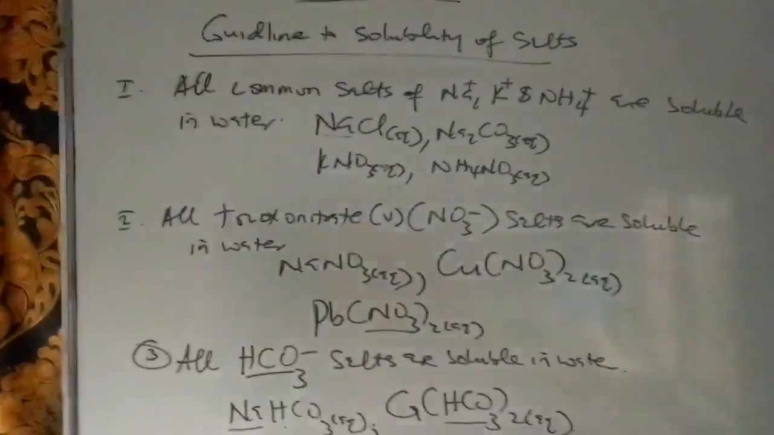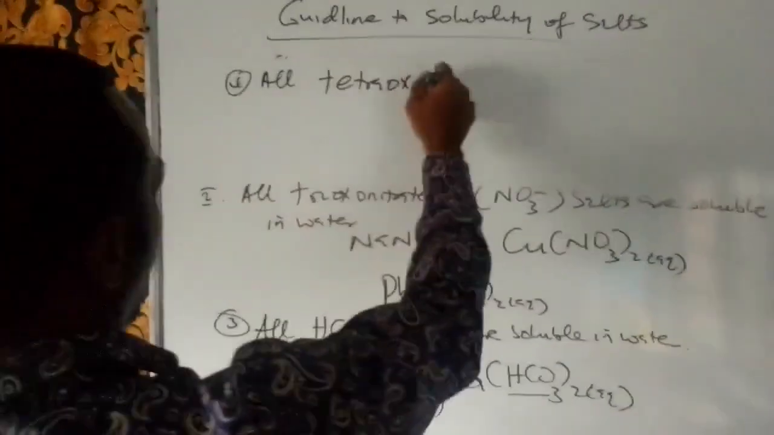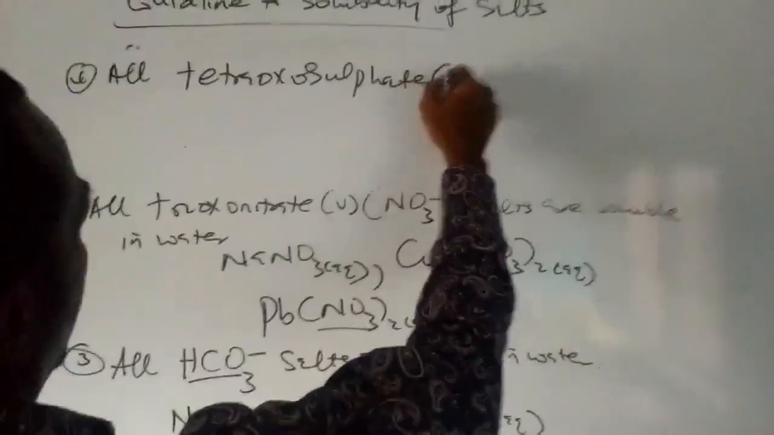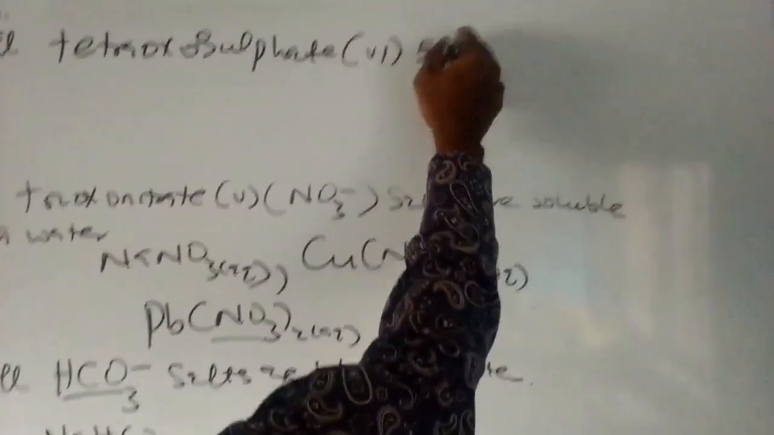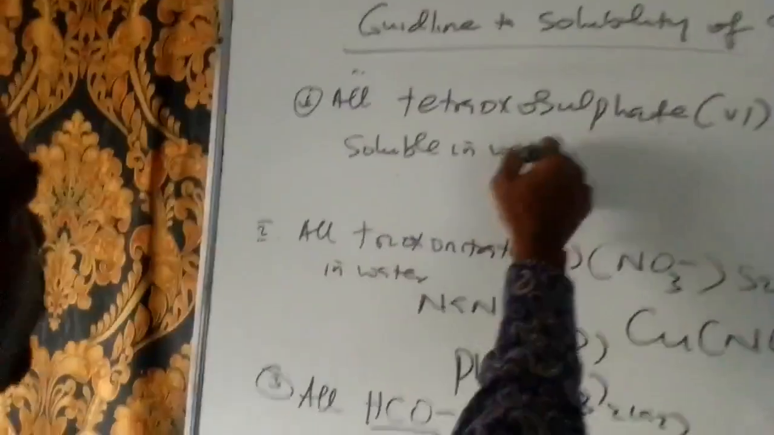We go to the fourth rule. We can have, it says, all sulfate salts, that is, any salts carrying the ion SO4 are soluble in water. Except, we have exemptions here, except calcium sulfate, barium sulfate, and lead(II) sulfate. So these salts are not soluble in water. All SO4 salts are soluble in water, except these.